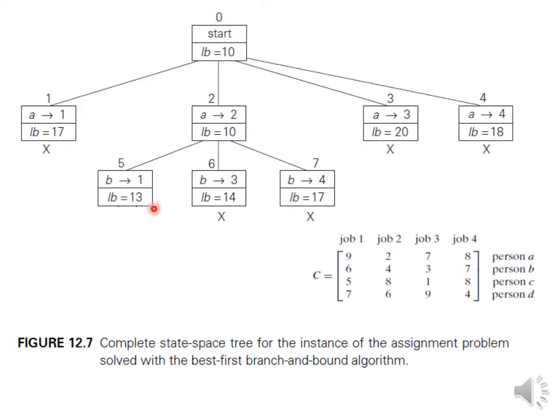Now we need to compute the lower bound. Lower bound computation is not given in detail here, but please understand how this 13 is got. 13 is got by A is assigned with 2, that is 2. B is assigned to 1, that is 6. 6 plus 2, that is 8.